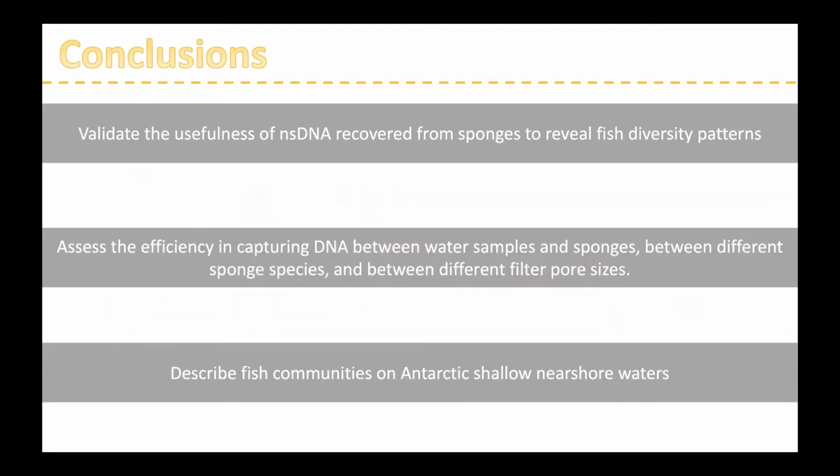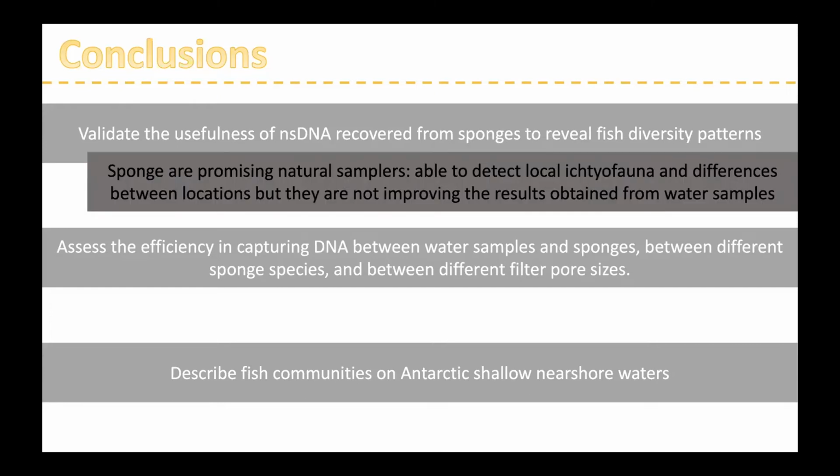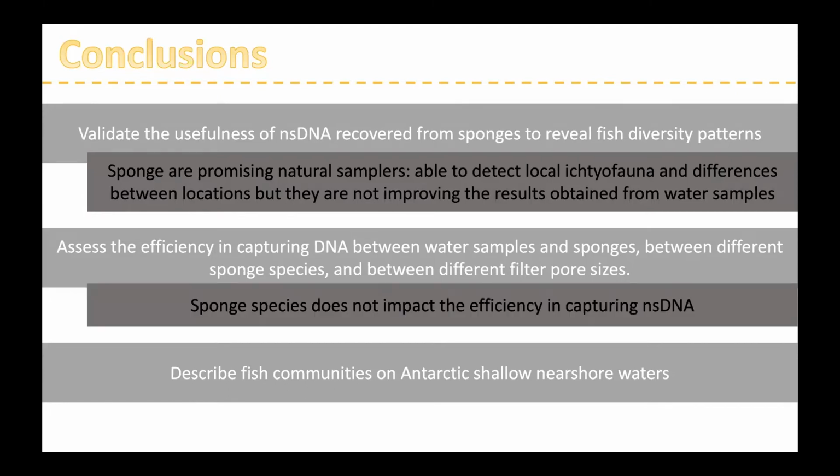So to conclude, we can say that sponges are promising natural samplers, able to detect the local ichthyofauna and differences between locations, but they are not improving the results obtained from the water samples, especially if we take into account that the water samples are only 3 replicates. Instead, we need several species of sponges with their own replicates to obtain a similar coverage. The sponge species do not impact the efficiency in capturing the DNA.